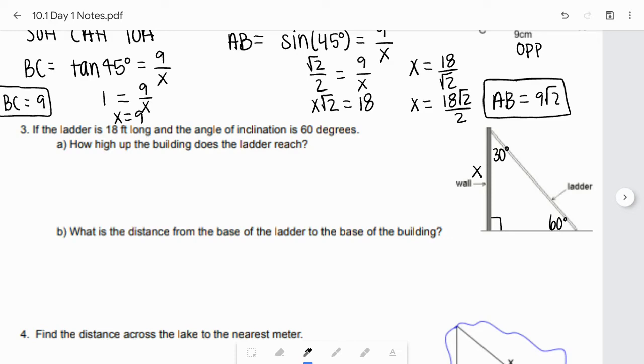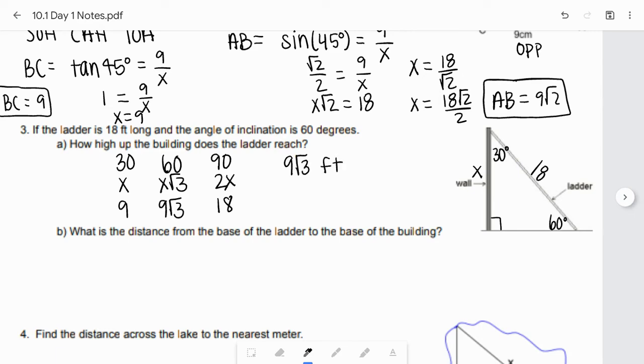Again, if you recall from geometry, we have a special right triangle, 30, 60, 90. The ratio of the sides is x, x root 3, and 2x. We know that the ladder is 18 feet long, so that is across from my right angle. So 2x is going to be 18. Then I can find out that x is 9, and then x root 3 would be 9 root 3. So we want to find the wall. The wall is across from the 60-degree angle, so the wall would be 9 root 3 feet.